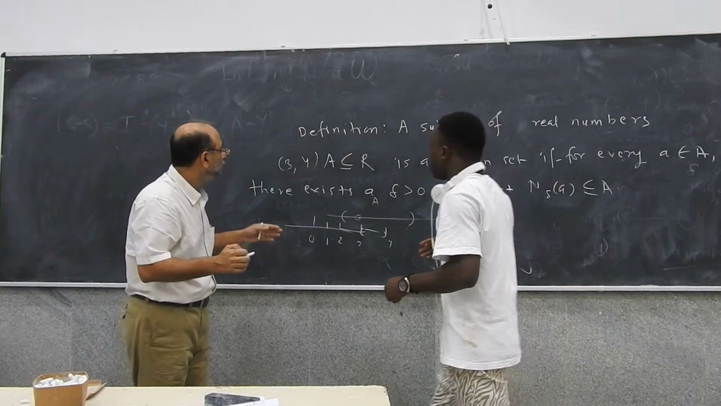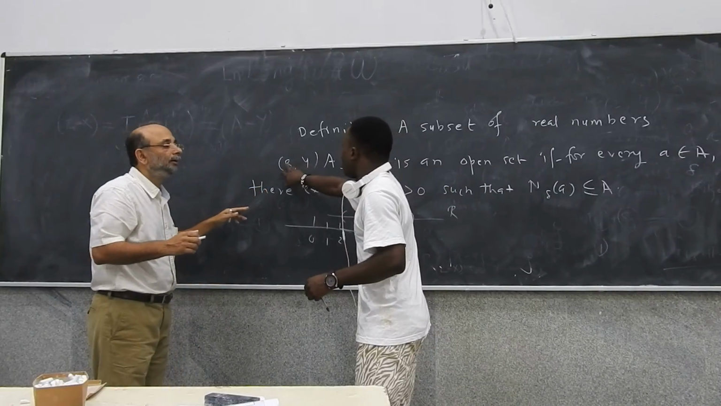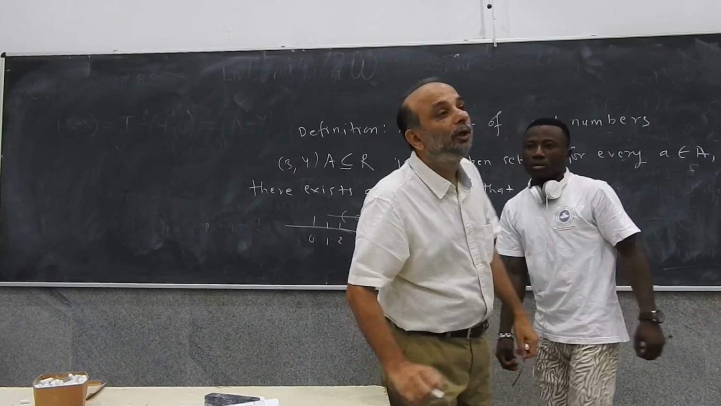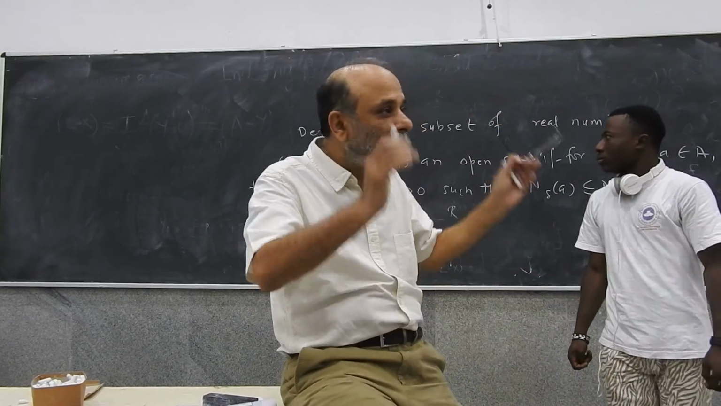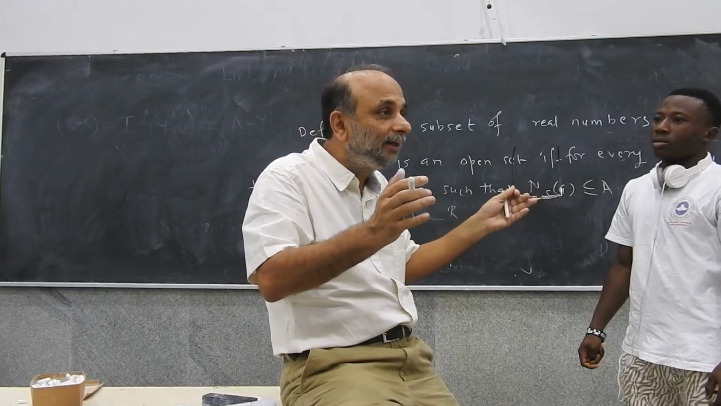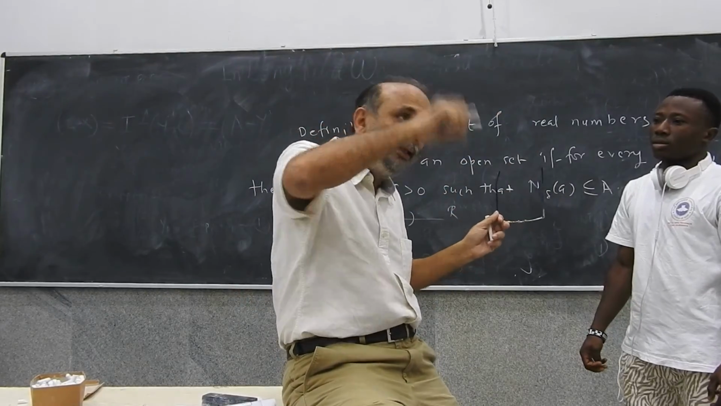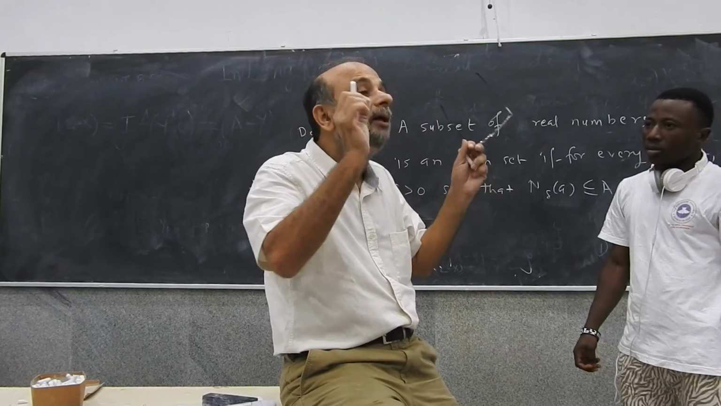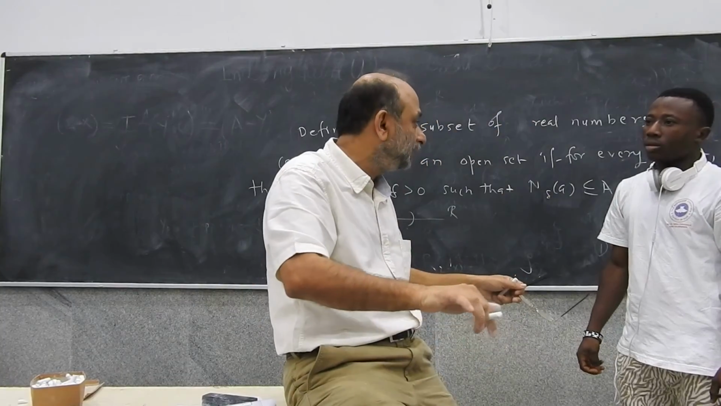So let A be any point lying between 3 and 4. You will call that set an open set if for any point in this set you can always find a neighborhood around that point which is contained entirely within the set.